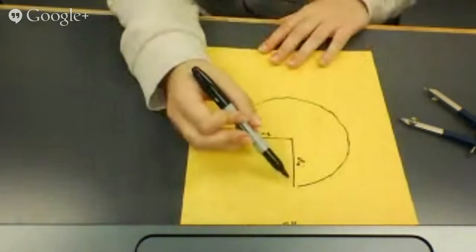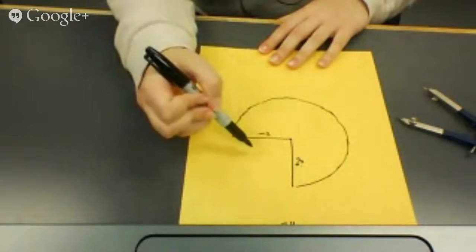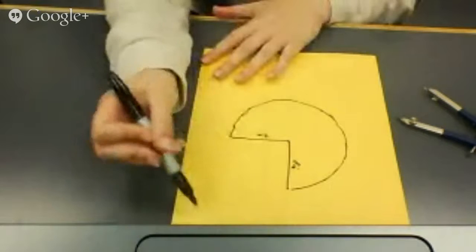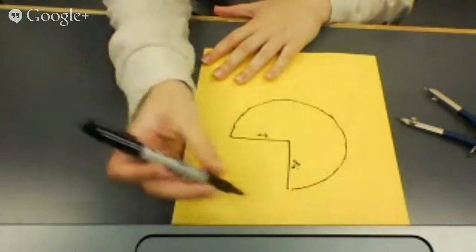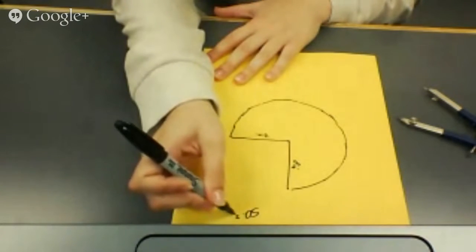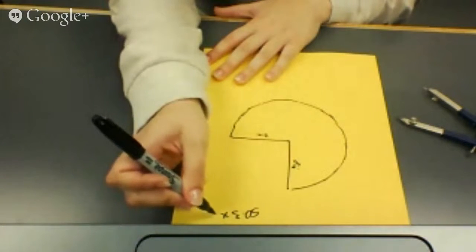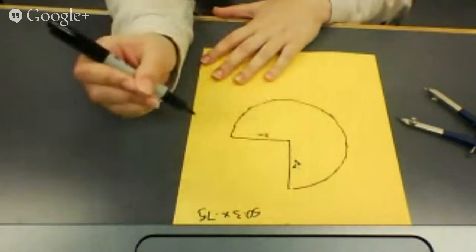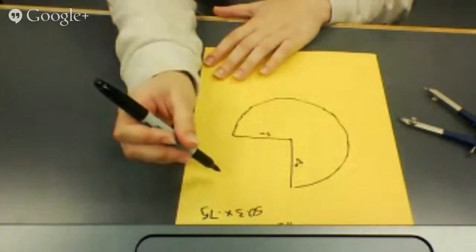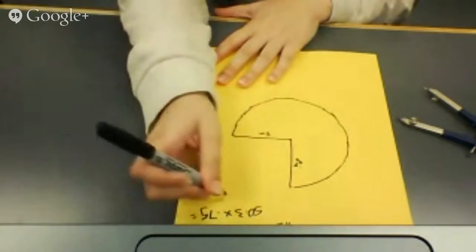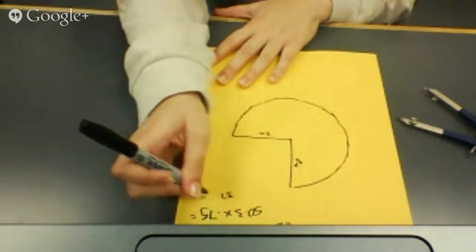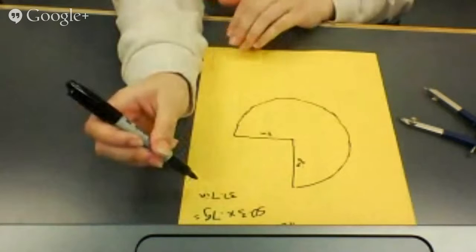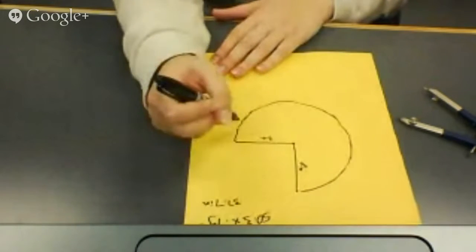But remember, we're taking out this quarter piece right here. So we have to account for that. So what we're going to do is multiply 50.3 times 0.75, because that's 3/4 of the circle. And if you were to do that in your calculator, you would get 37.7 inches, and that is the circumference of that.